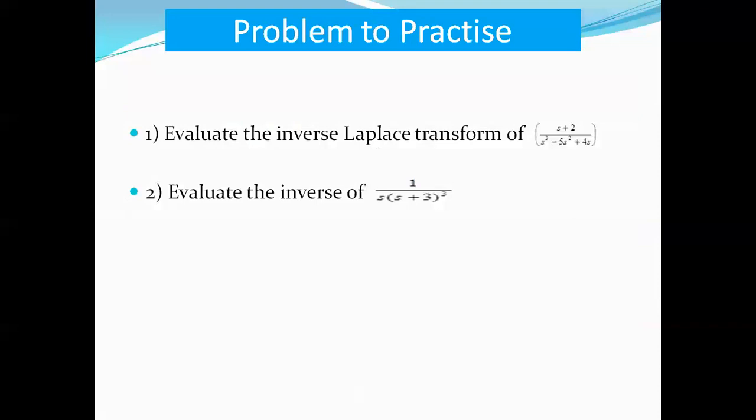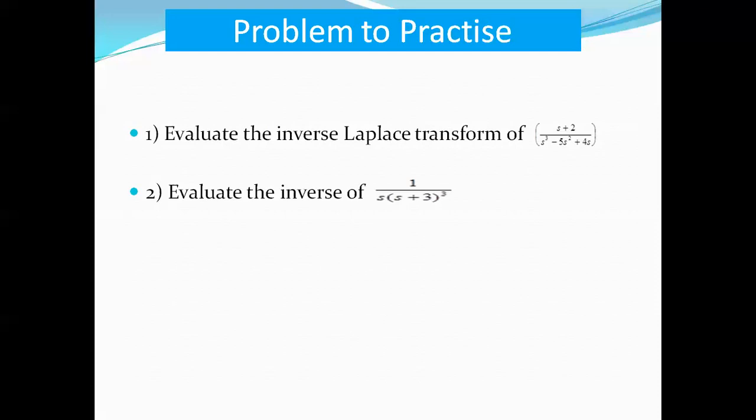These are the problems to practice. First problem: evaluate the inverse Laplace transform of s plus 2 divided by s cube minus 5s square plus 4s. Here we have to simplify the denominator first. First I am going to take s as common and then I will get s square minus 5s plus 4. We have to factorize s square minus 5s plus 4 and then proceed like the previous problem.